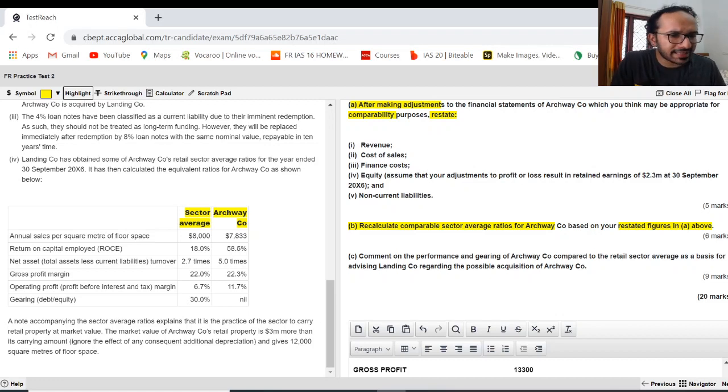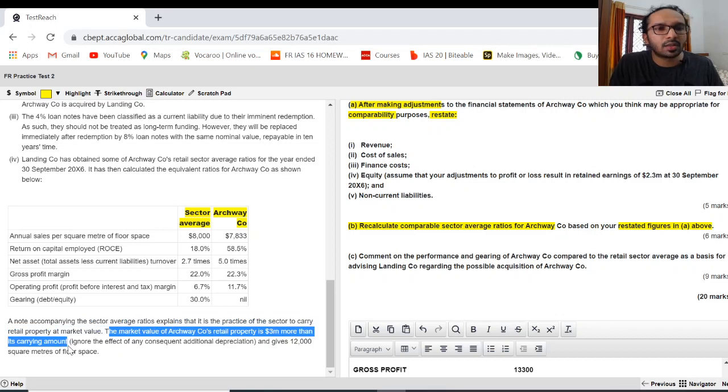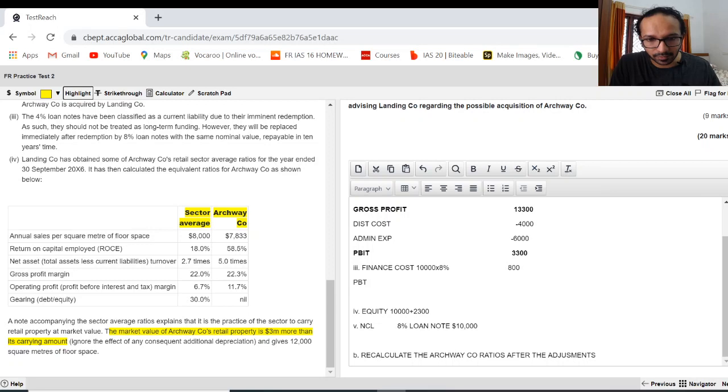And they are telling that the market value of Archway company's retail property is 3 million more than its carrying amount. Okay, so there is a revaluation gain of 3000. Which means that the total equity will be 15,300. And one more sentence they are telling, and gives 12,000 square meters of floor space. We need it maybe in some other requirement. The floor space is 12,000 square meters.